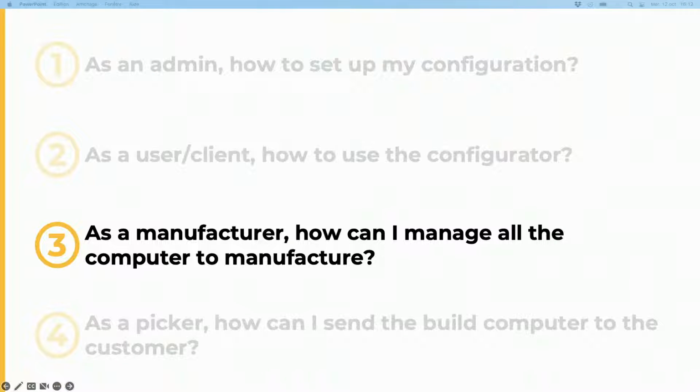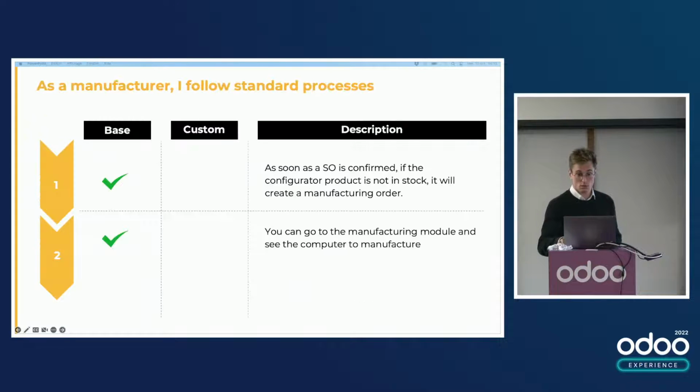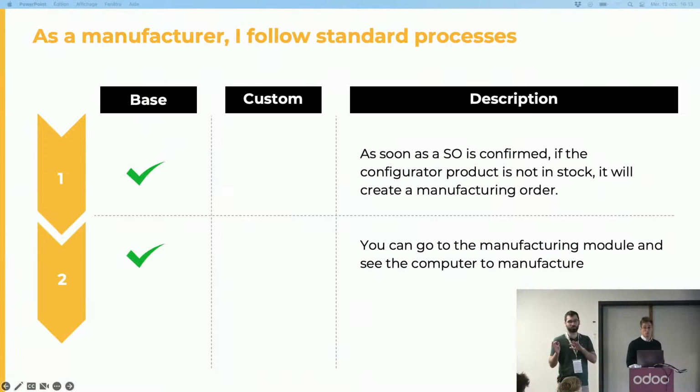Okay, but now that the client has confirmed an order for a computer, as a manufacturer, how do I manage all the computers to manufacture? This is very easy. As you can see here, it's only based Odoo application. It's because the customization parts were already done previously and were added at the beginning of the workflow. This customization being the product that were created and added to the database with the bill of material corresponding to the configuration.